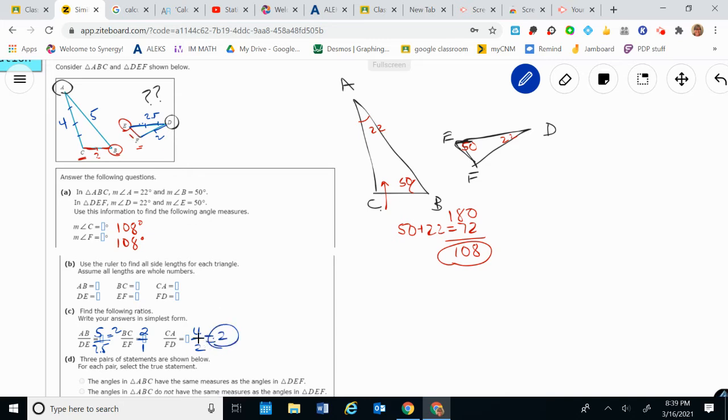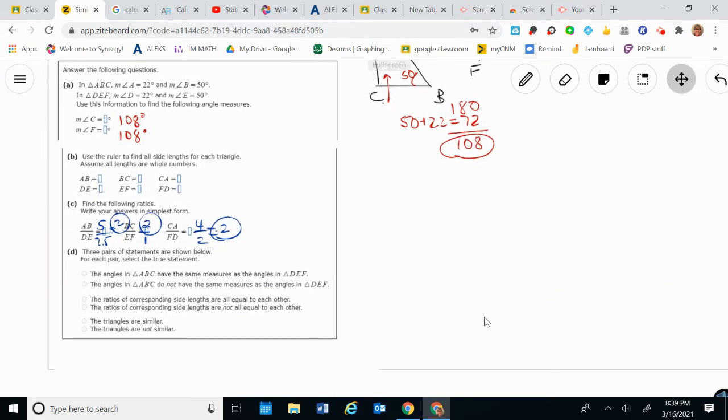In other words, this is called the scale factor. 2 is the scale factor. This is twice as big as that. Every side is twice as big. Okay, and then we need to answer the last question.